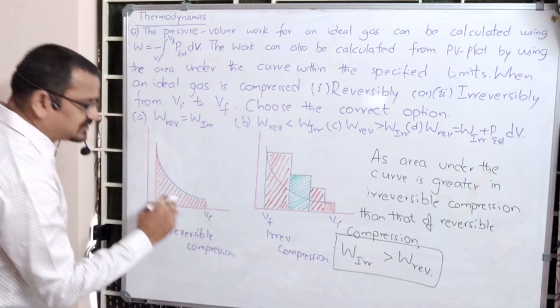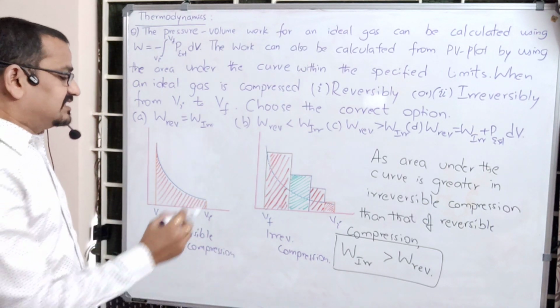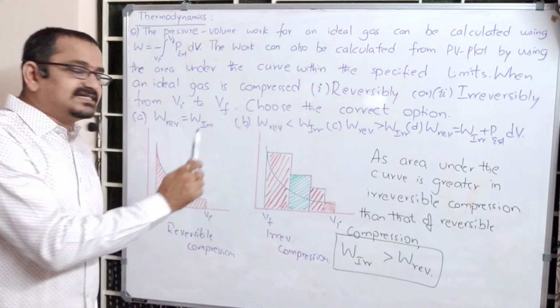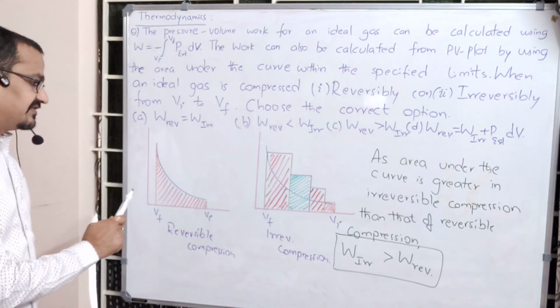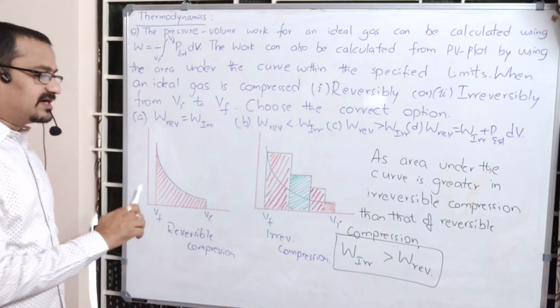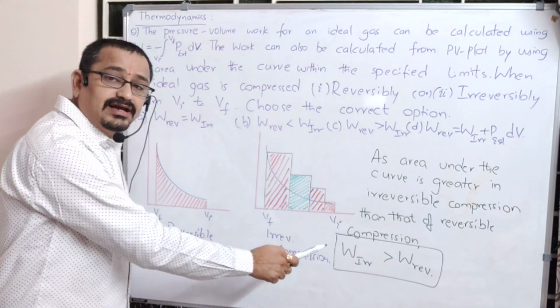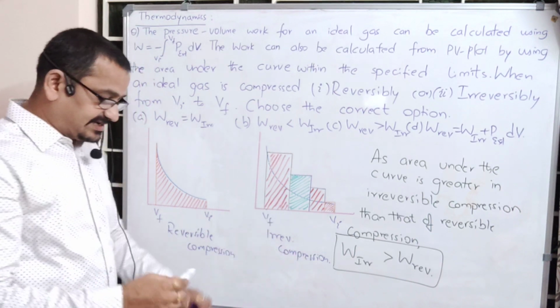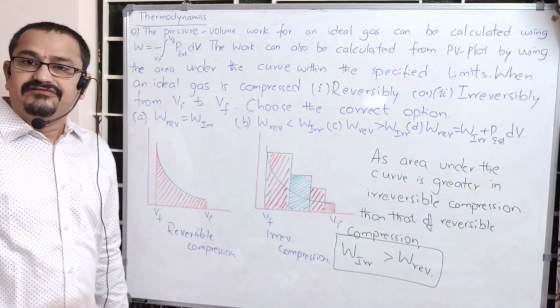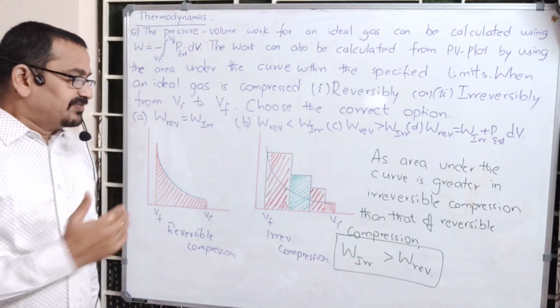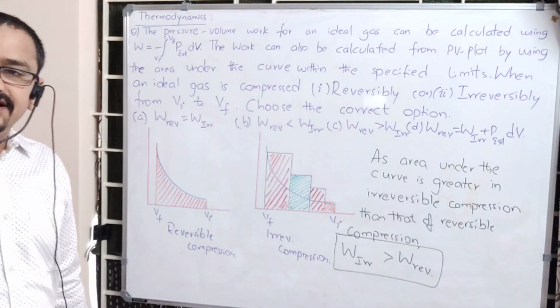Right. So from these two plots, one can understand that the area under the curve is greater in an irreversible compression than that of reversible compression. So we can say that work done in an irreversible compression is greater than work done in reversible compression within certain limits. So like this, we will discuss another numerical.